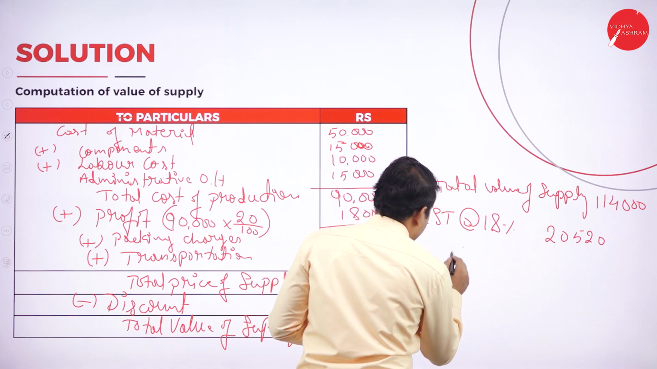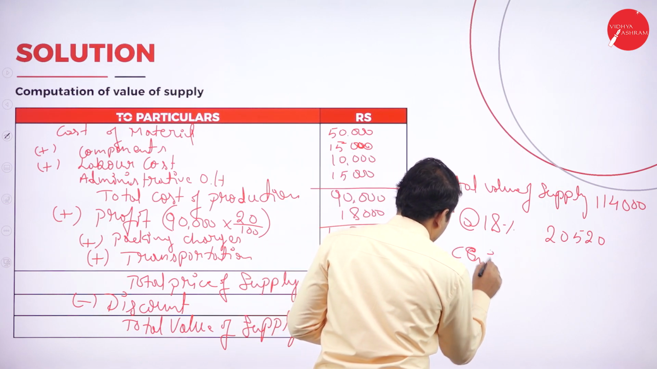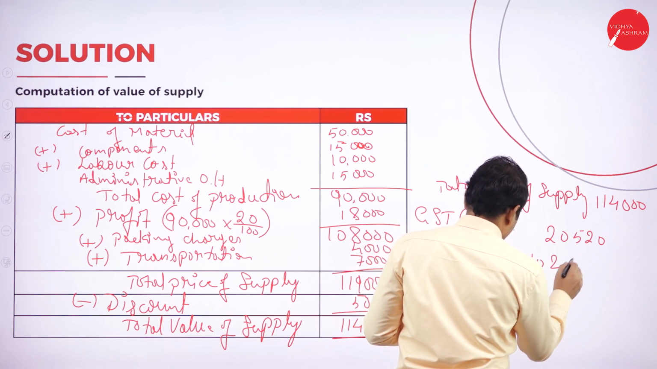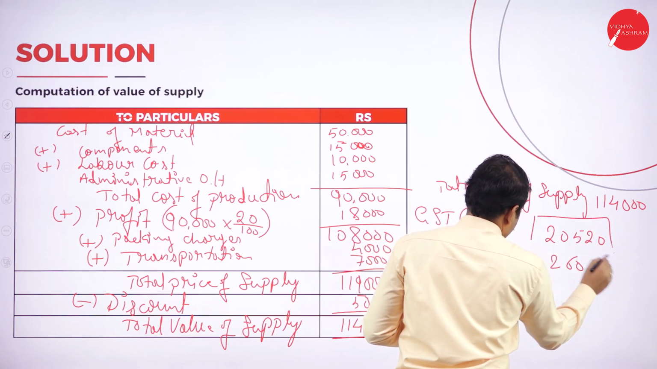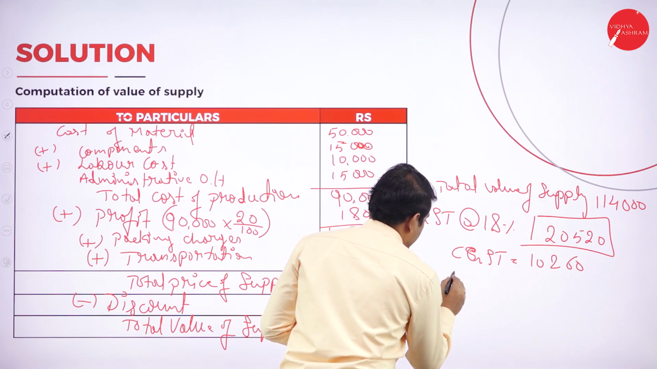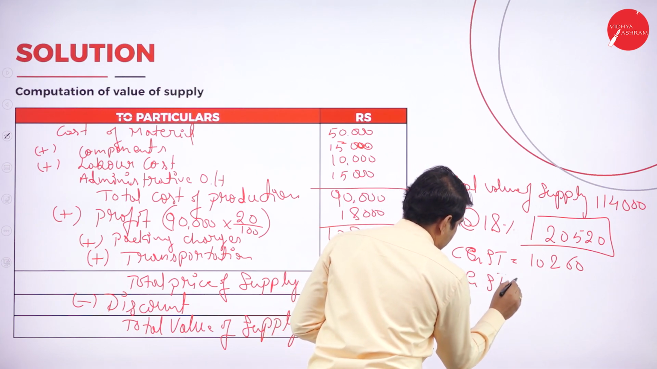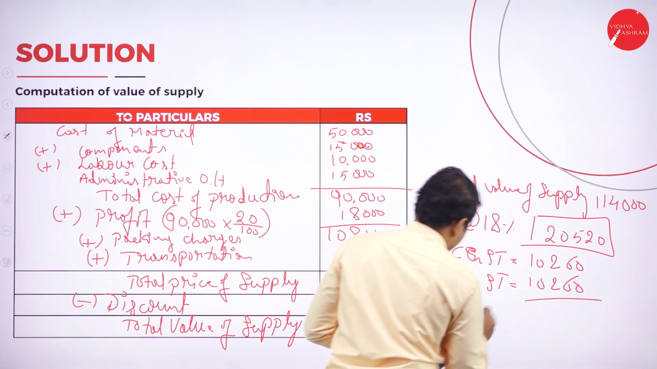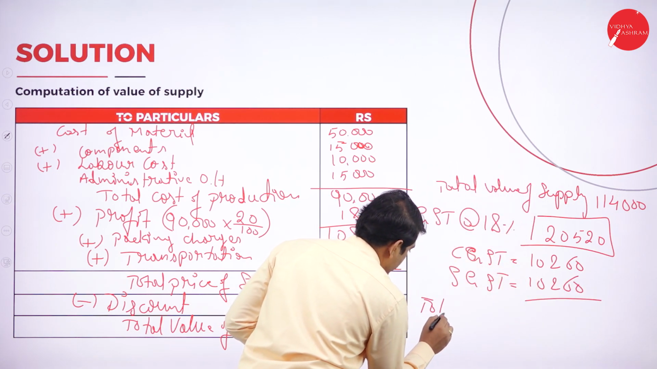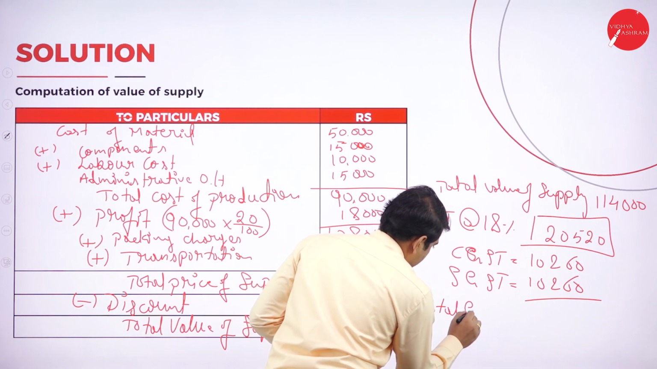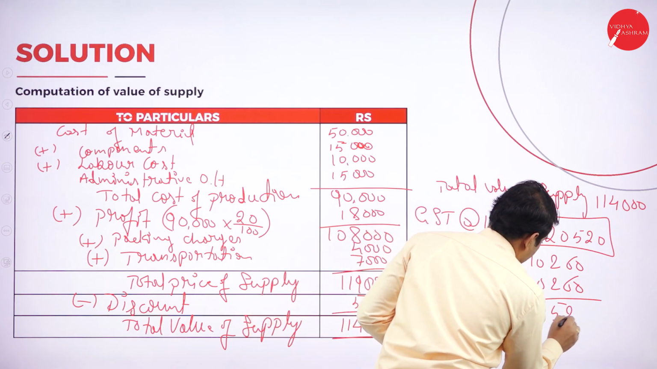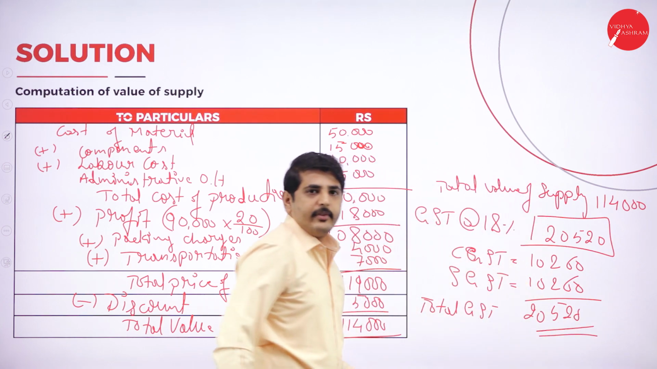So CGST equals 10,260, and SGST equals 10,260. Total GST equals 20,520. We can show it like this.